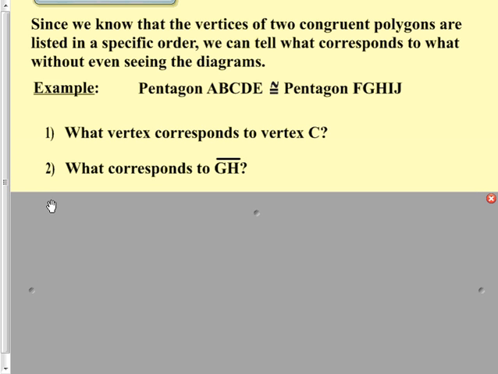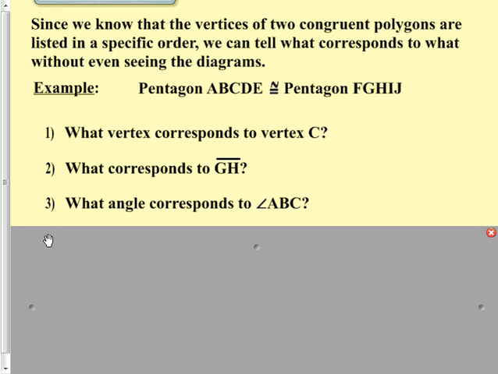I've got the answers down at the bottom of the screen, so hopefully we'll get them right when we get down there. What corresponds to line segment GH? Well, obviously line segment GH is over in the pentagon on the right. Okay, so where would that correspond in the pentagon on the left? Line segment GH should correspond to line segment BC. The reason being, GH are listed second and third, so it should correspond to whatever else is listed second and third. That would be line segment BC. I'm sure you're probably getting the hang of it.